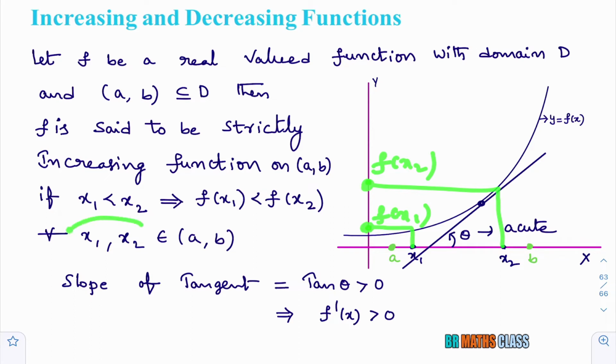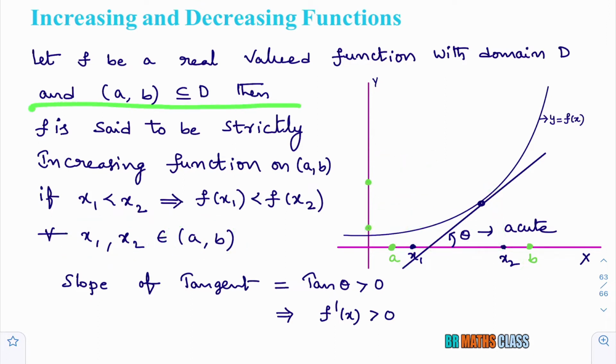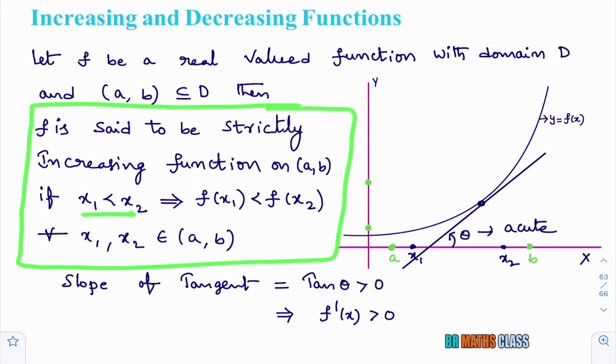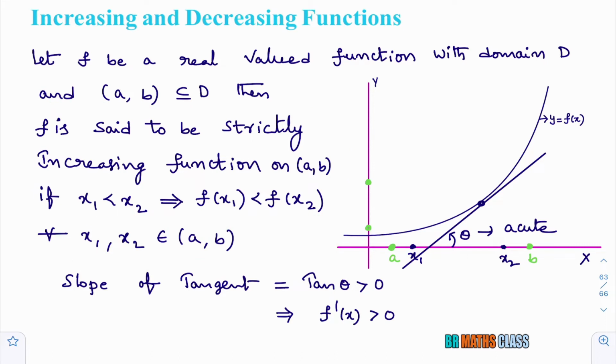So if I take any two values x1, x2 in open interval a comma b, in this strictly increasing function, we can observe that when x1 is less than x2, f of x1 is also strictly less than f of x2. Then we say that the function is strictly increasing function. Okay, so this is the definition. This is important. f is said to be strictly increasing on open interval a comma b if x1 less than x2 implies f of x1 less than f of x2 for all x1, x2 belonging to open interval a comma b.